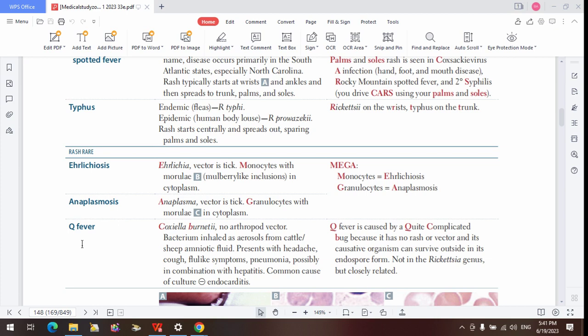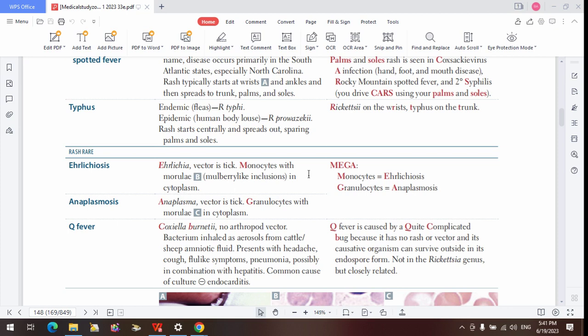So we've talked about Ehrlichia already. The vector is also a tick. Can we remember the tick? I know that we might not be able to remember, but does anybody remember the tick for Ehrlichia? Ehrlichia is not exotic, it's Lone Star. Yeah, so that is Lone Star, the Amblyomma. So that's what we see.